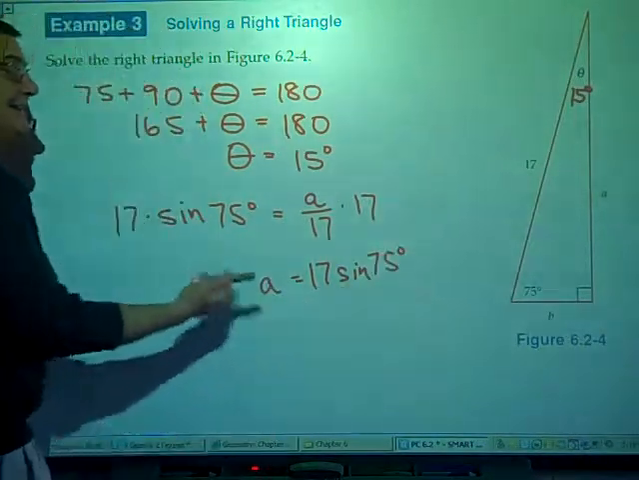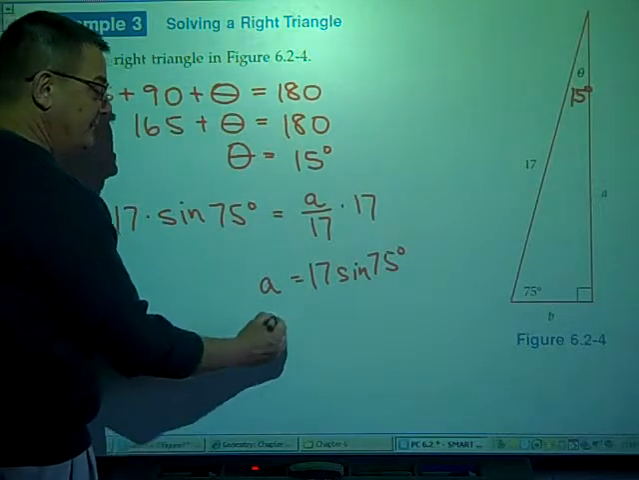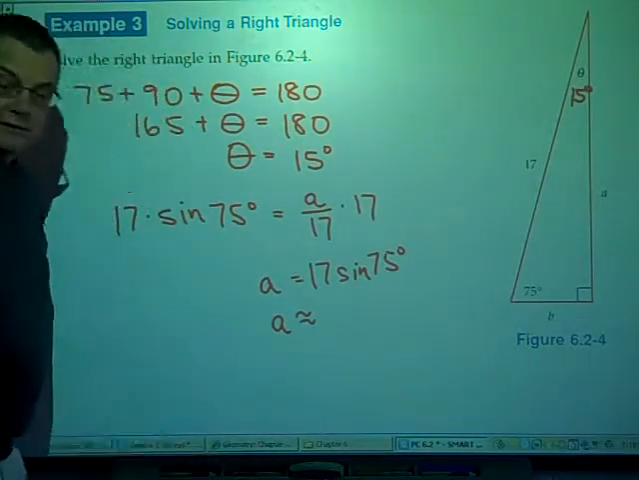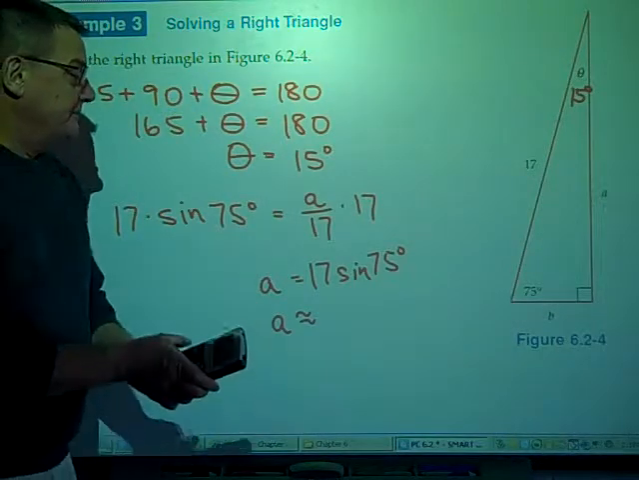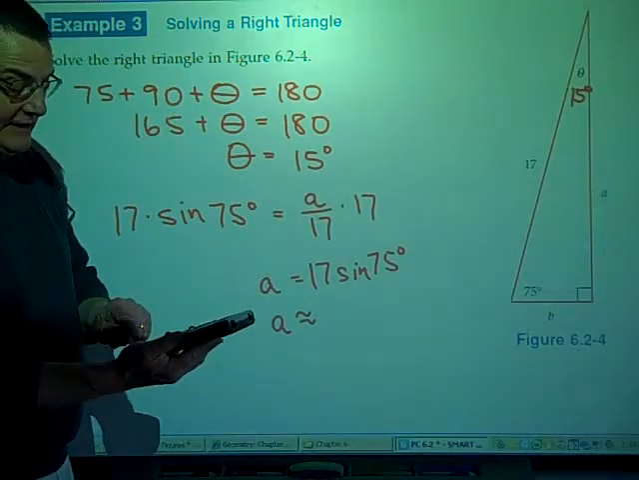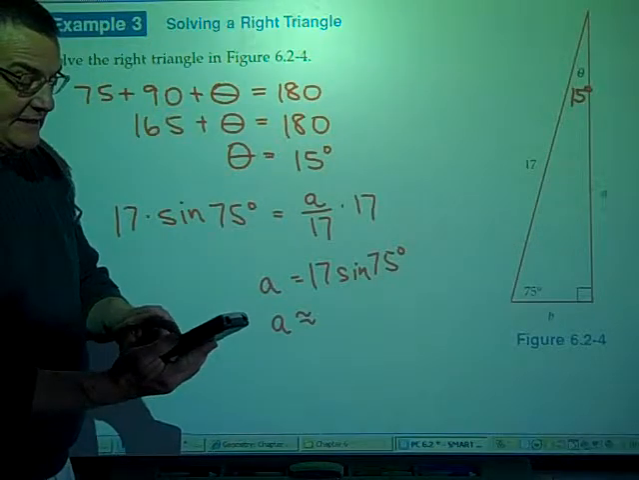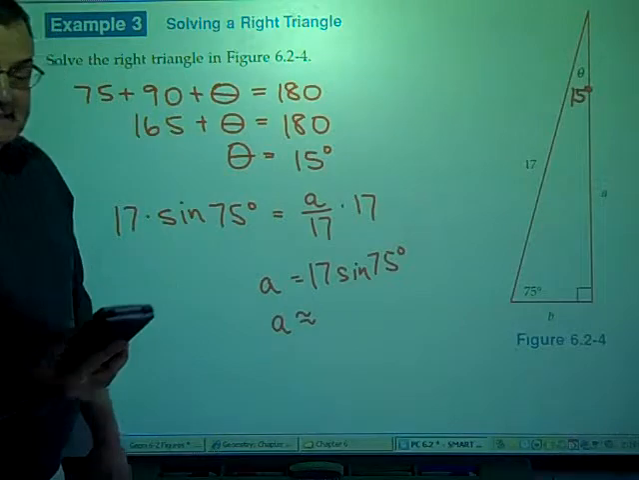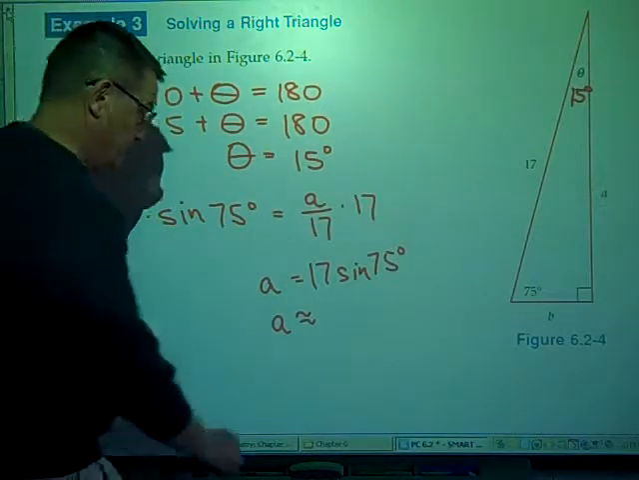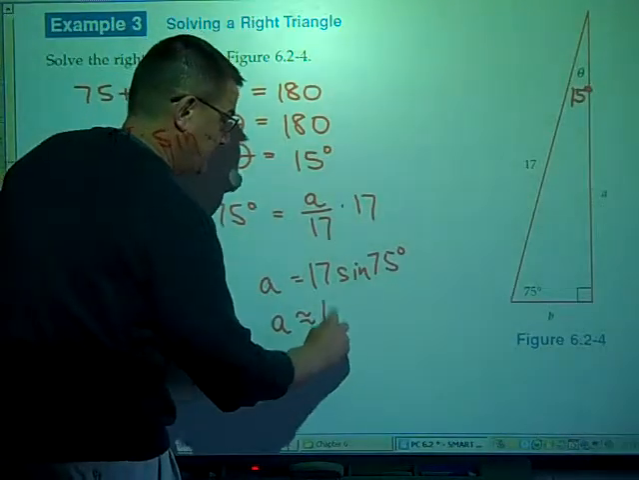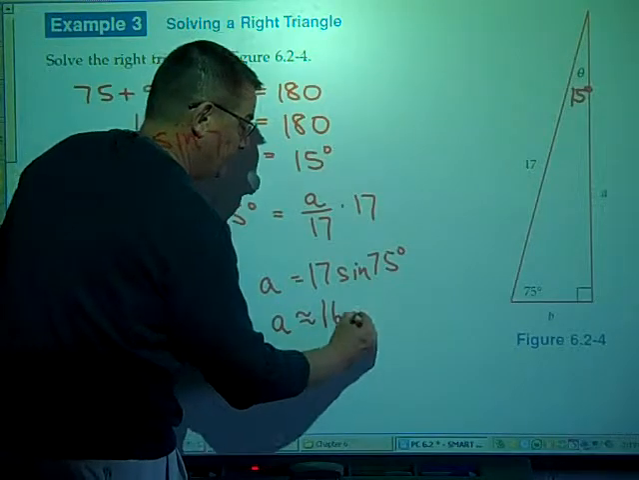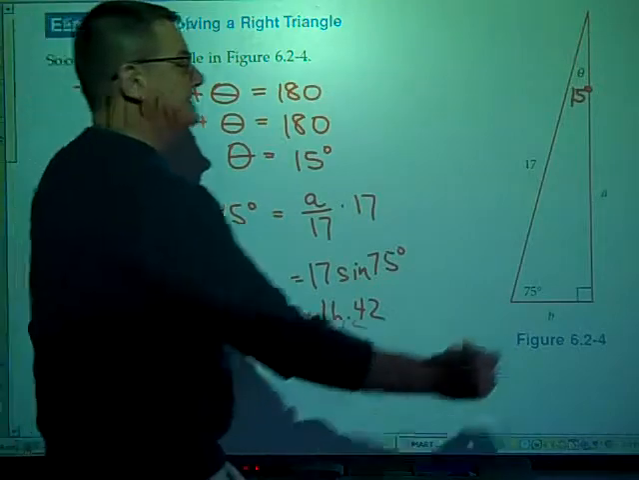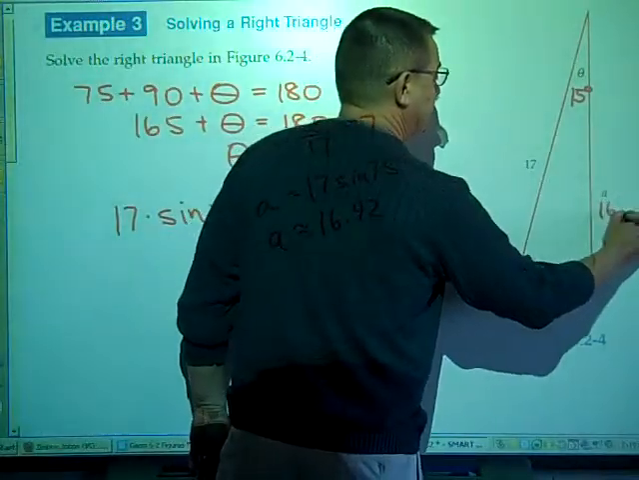Now that would be the most accurate way you could write that. If you want to approximate, which we usually do, we just do that on our calculator. 17 times the sine of 75, and that comes out to be 16.42. Okay, so this is now approximately 16.42.